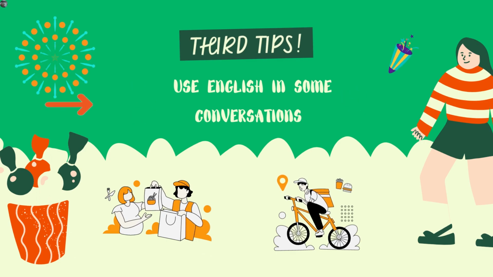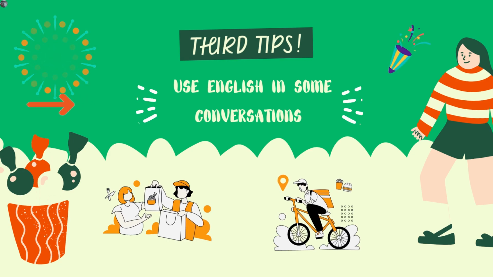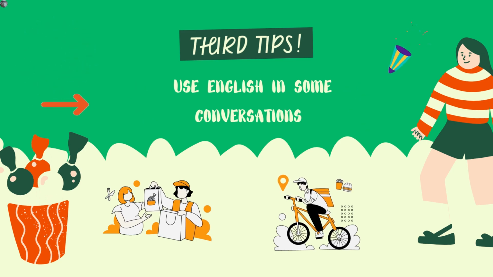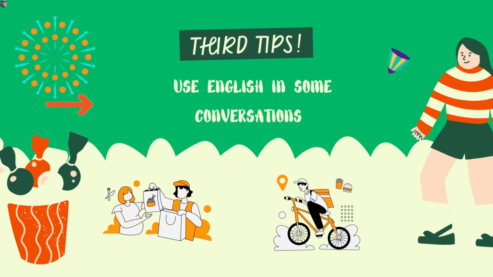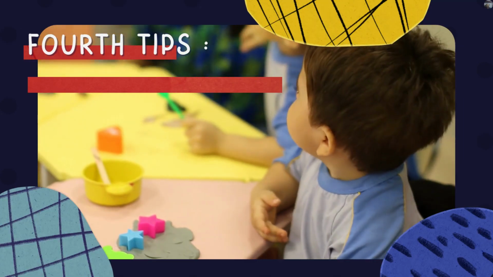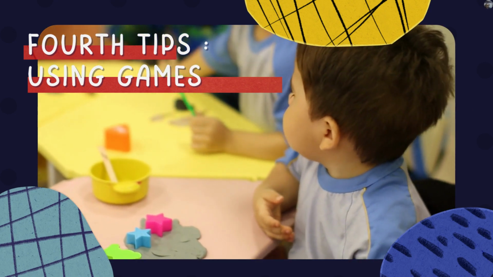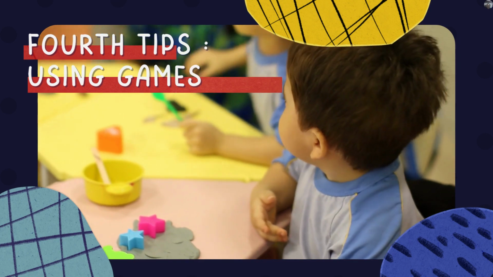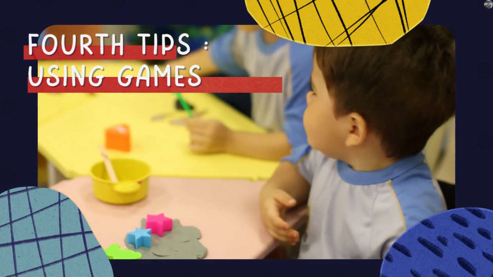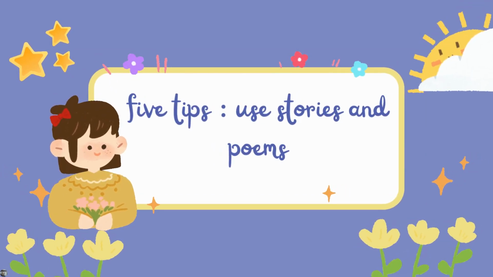The third tip is using English in conversation. Try to use this method when you have a class with young learners. This method aims to make young learners familiar with English in their daily life. The fourth tip is playing games. This method aims to make the class more fun for young learners, but do not forget the material that is to be delivered.